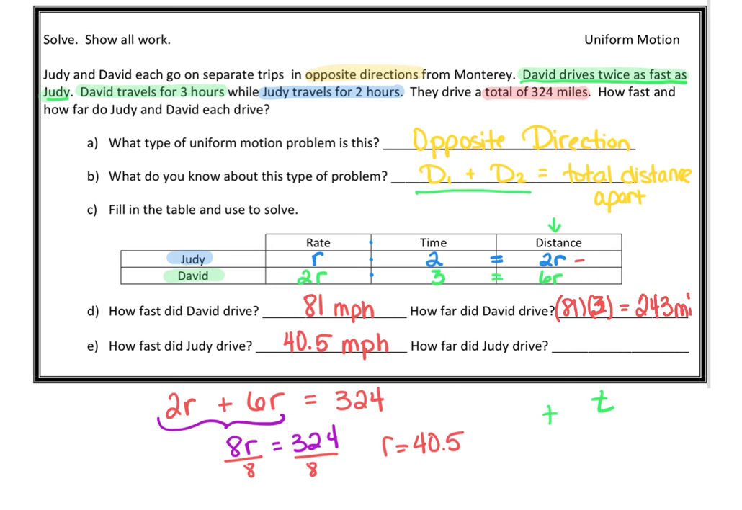243 miles. We're going to do the same thing for Judy. She drove 40.5 miles per hour for 2 hours. How far did she drive? 81 miles.